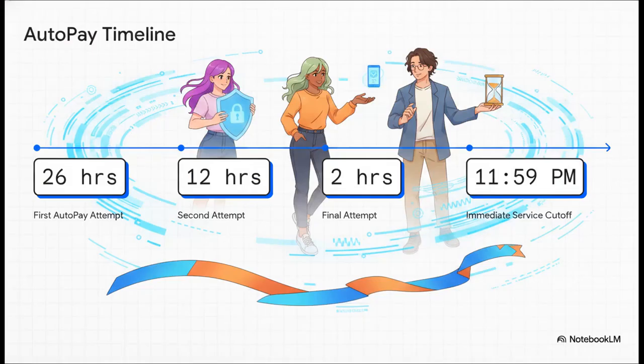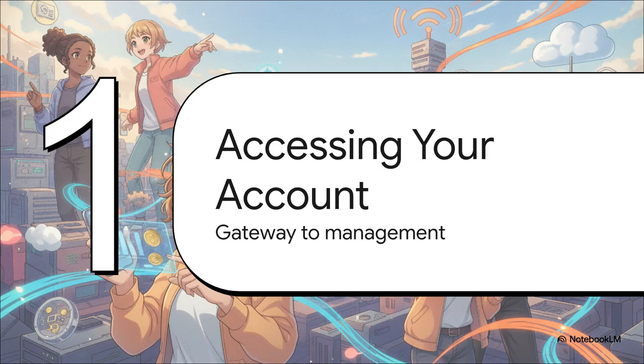If you're using autopay, and let's be real, most of us are, you need to know the exact timeline the billing engine follows before that dreaded 11:59 p.m. cutoff. It's like a giant clock ticking down. It makes its very first payment attempt 26 hours before your due date. If that happens to fail, it doesn't just give up, it tries a second time 12 hours prior. And if it's still failing, it makes one final critical attempt just 2 hours before midnight. Knowing this exact sequence gives you the power to jump in and actually fix the issue before your service totally drops.